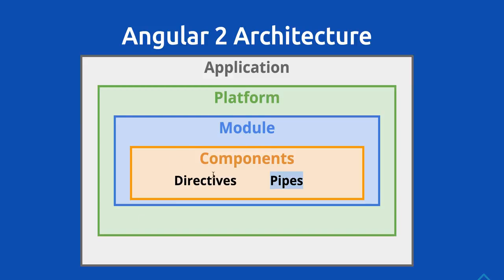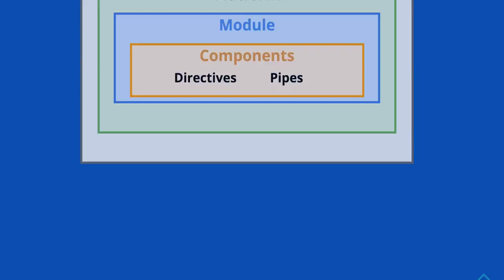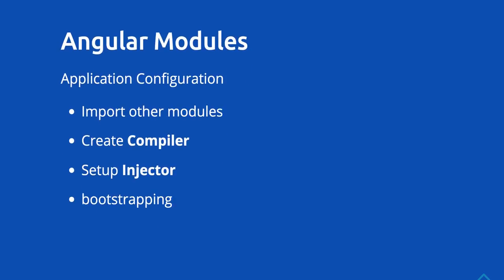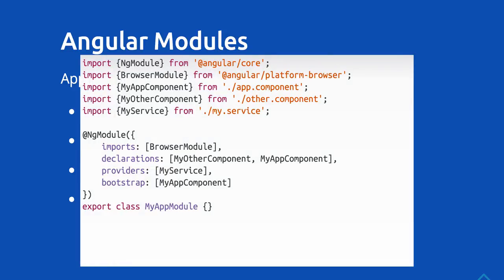The component will be inside a root module that will be bootstrapped with platform browser dynamic, and that is a complete application, right? For the application configuration, we need to import other modules, create a compiler, set up an injector, and bootstrap our hello world application. So this is my root module, and every application needs a root module where we combine all the things together.